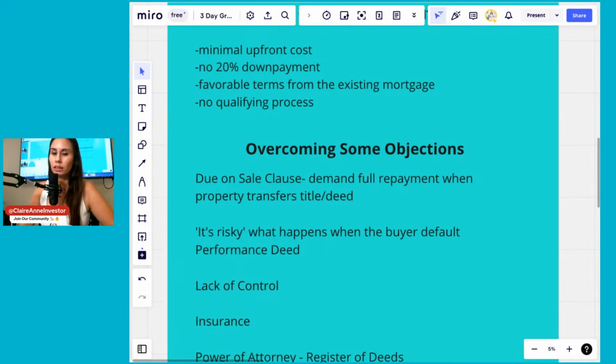That's number one: the lack of control. This is a seller objection, right? So the lack of control, they don't have any control. They have to walk away, and there's no real nice way to say that other than no, you do not have any control of the property. You don't have any say so. You don't have anything to do with the property other than your name is still on the deed of trust.